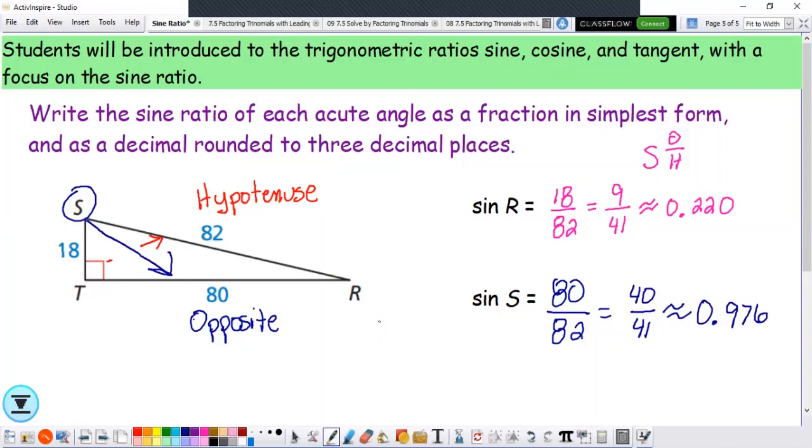So just to remind you, always identify which side is your hypotenuse, identify which angle you're working off of, and then identify which side would be the opposite, and if needed, which side would be the adjacent, before you start writing the ratio of the side lengths for that particular angle.